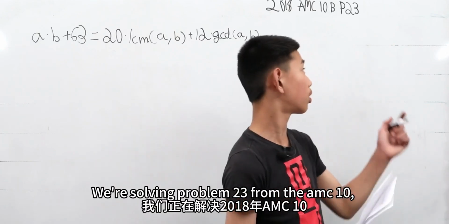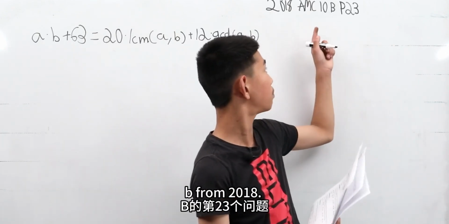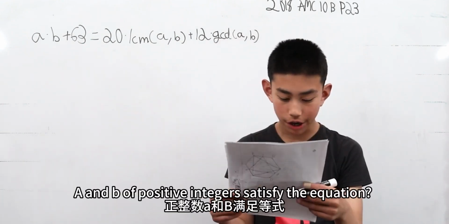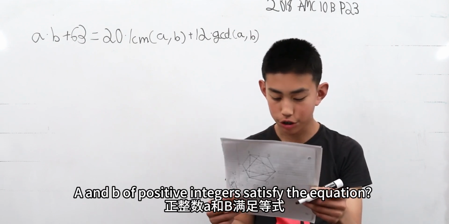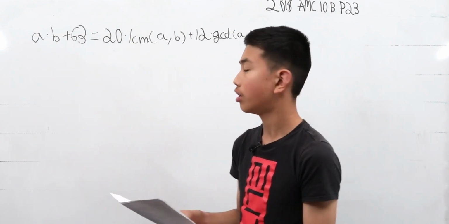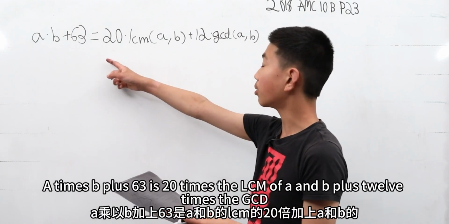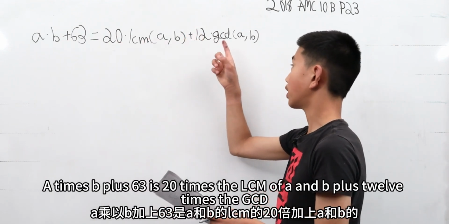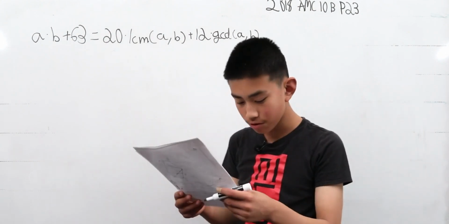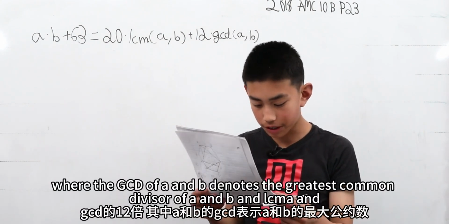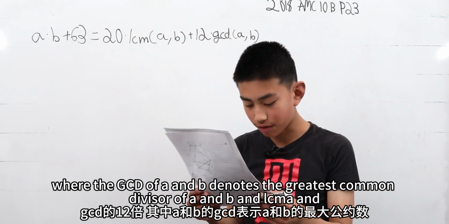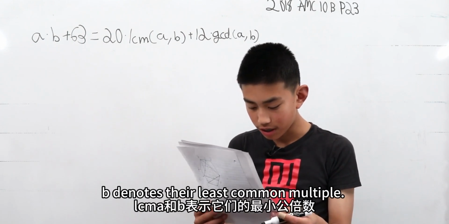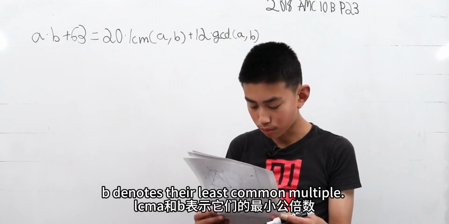We're solving problem 23 from the AMC 10B from 2018. How many ordered pairs A and B of positive integers satisfy the equation A times B plus 63 is 20 times the LCM of A and B plus 12 times the GCD of A and B, where the GCD of A and B denotes the greatest common divisor of A and B, and LCM of A and B denotes their least common multiple.